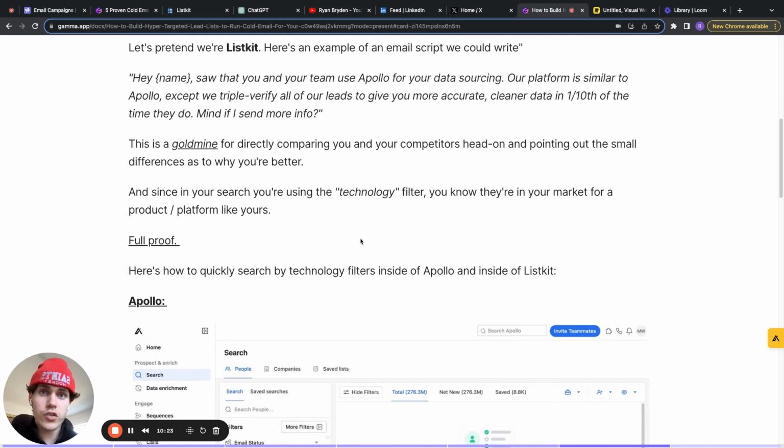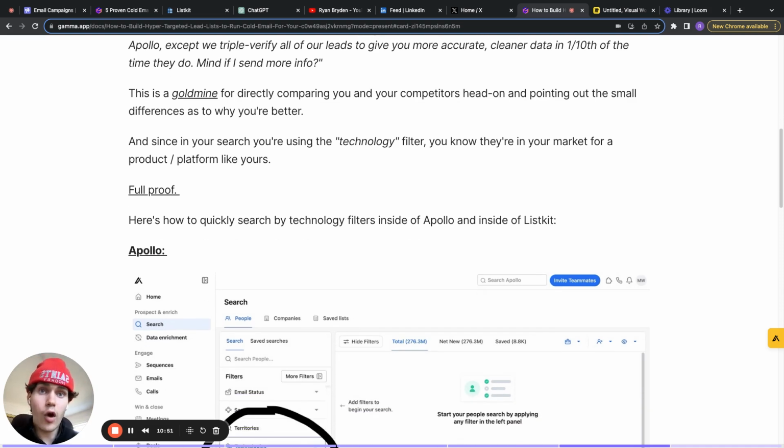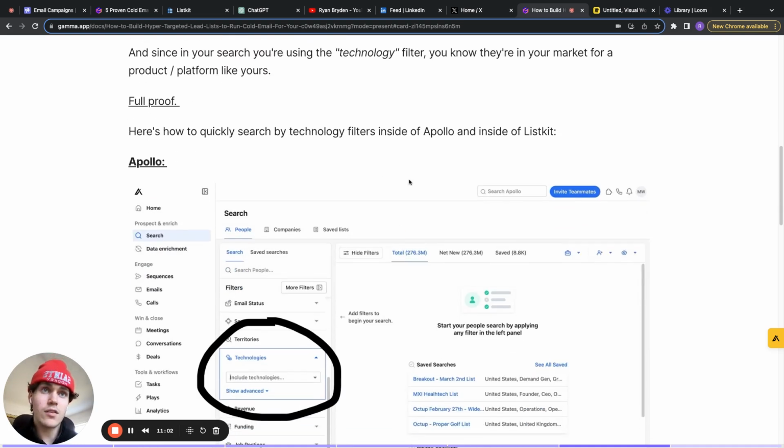And since in your search you're using the technology filter, you know that they're in the market for a product and platform like yours because they're already using something like it. So all you're doing is coming to them and saying, hey, I see that you're using this. We are similar to this platform, but we're better because of one, two, three, four. And you name whatever reasons why you're better. And that's the best strategy that I've found in getting people to conceptualize how your SaaS, how your platform can help, and comparing it head on with competition that is more well known and that already exists and that these companies are already using in the market. And you can do that through these databases, which is pretty cool stuff.